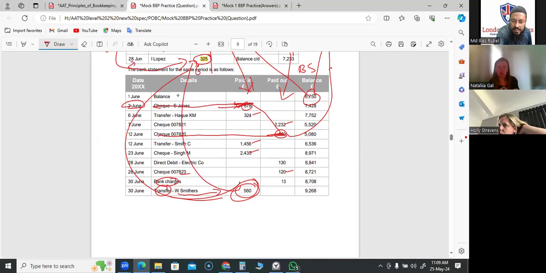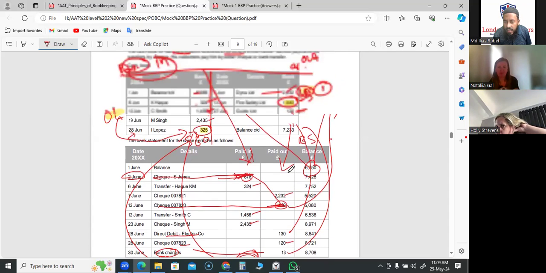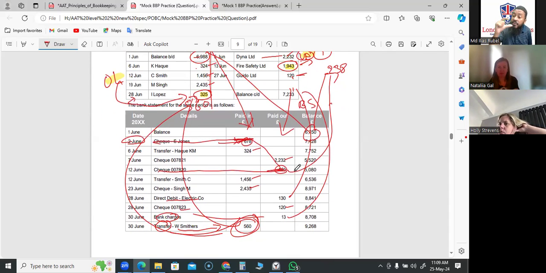Like 560. Job done. How about direct debit? It's not recorded. Write it down. How about bank charges? Not recorded. Write it down. Yeah. That's it. Only two items we need to write down in our cash book, 130 and 13. That's basically it.